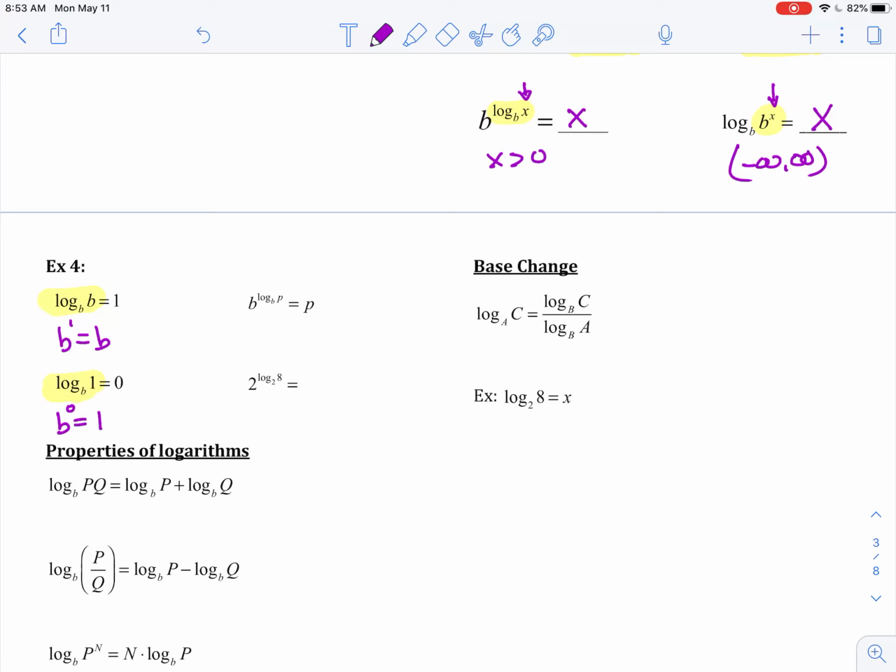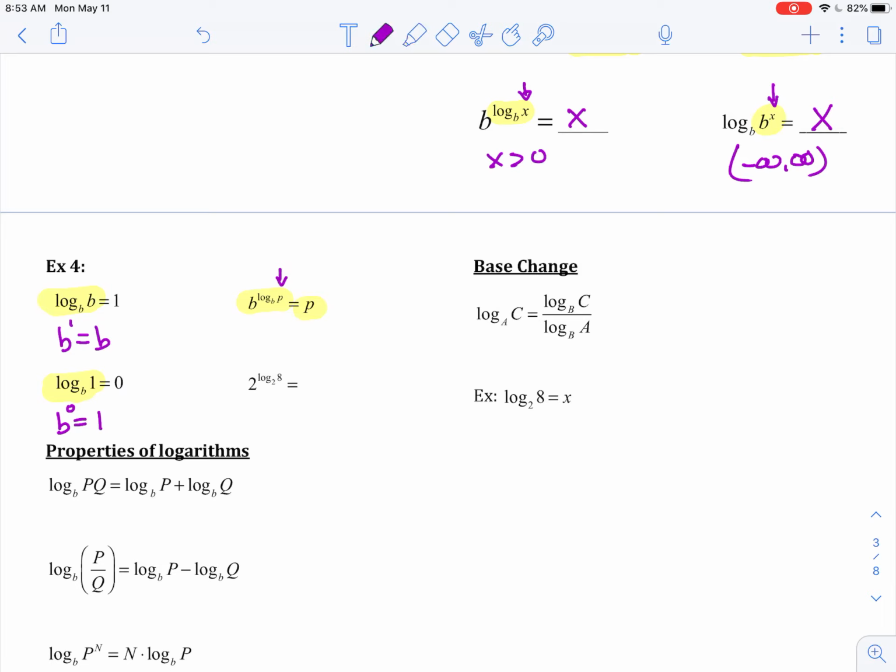And likewise, recall that if we have b raised to the log of p base b, again, plugging our log into our exponential, whatever we plug in, we are going to get back out. We will always get that quantity of p.